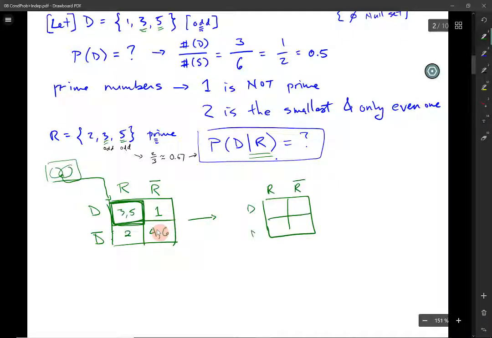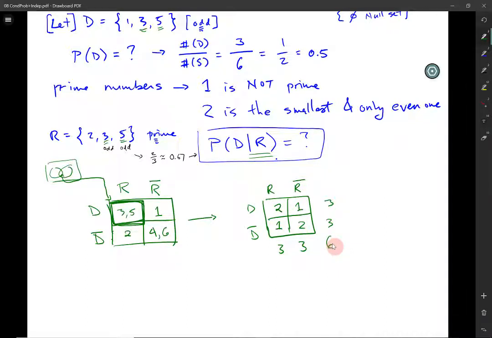D and not D, right? We have 2 over here and 1 over there, and then we have 1 over there, and we have 2 over there, right? And so here there's 3 primes, 3 non-primes, there's 3 odds, 3 not odds, and then our grand total is 6.